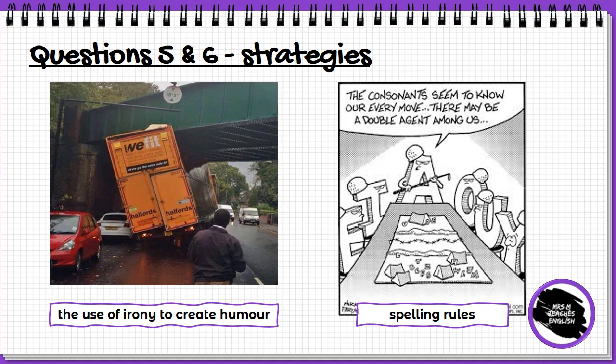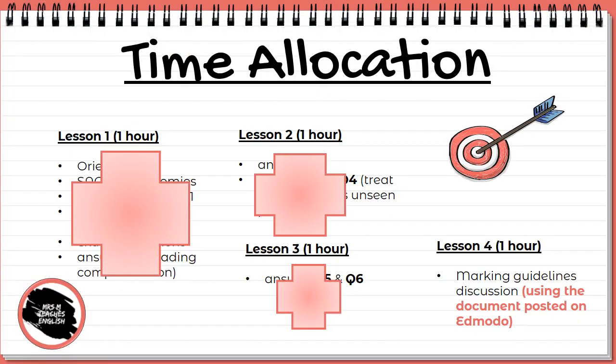These 2 images are used to assess whether you are able to explain situational irony and whether you know your spelling rules. Specifically, what happens to vowels when consonants are doubled. Well, that's it. You have finished the June 2019 exam paper.